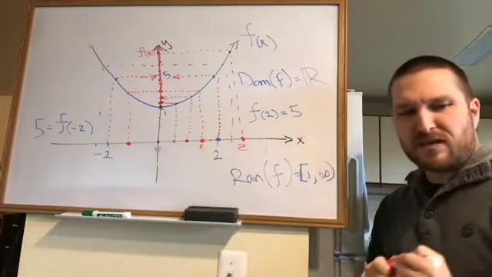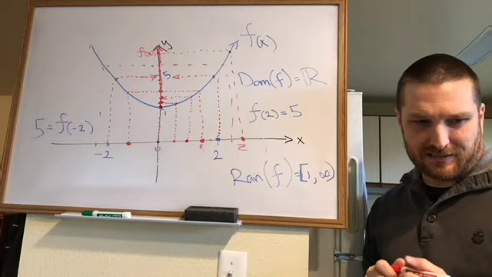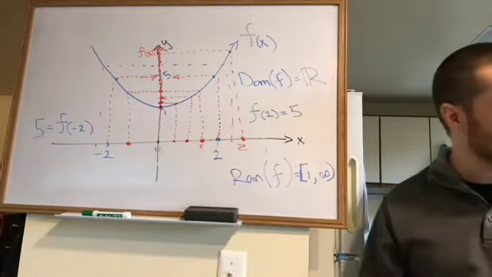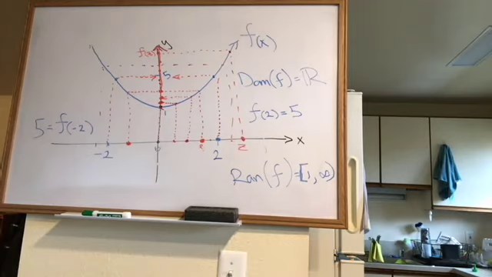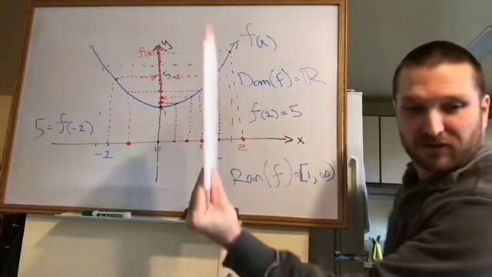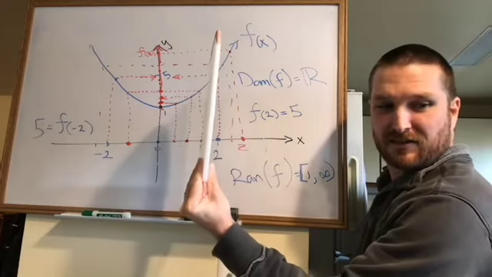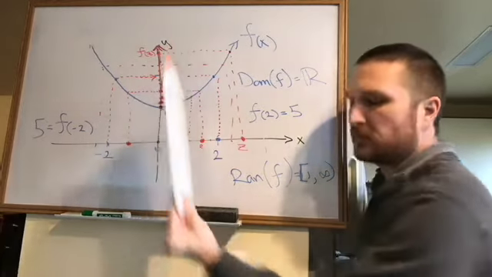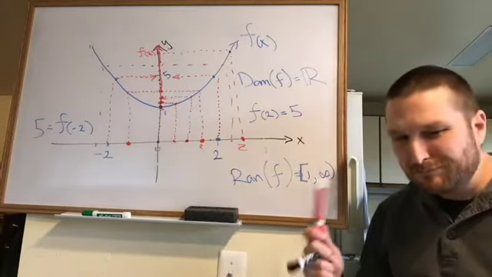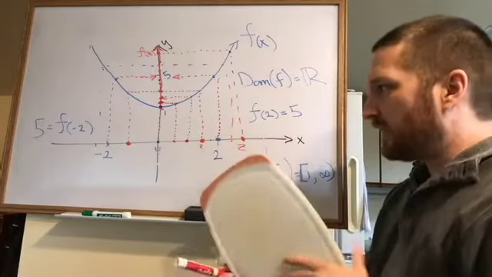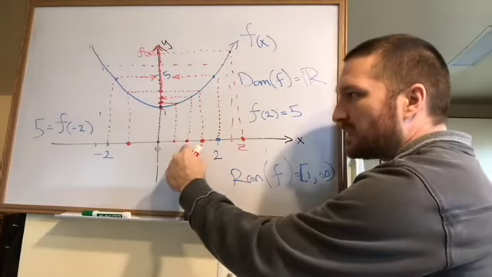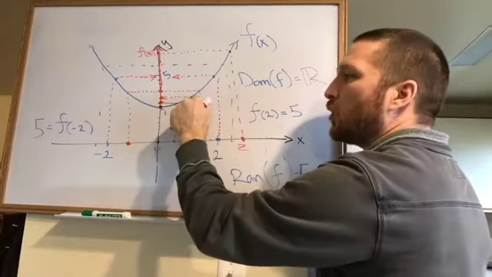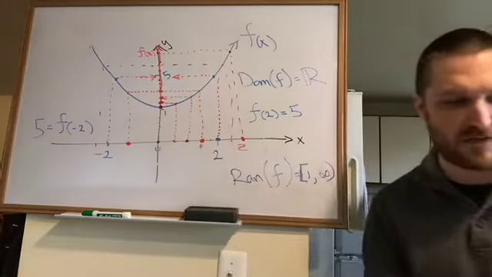Have you heard of the vertical line test? Right? This curve passes the vertical line test. If I drew a vertical line right there, and it touches once, what does that mean? Well, it means that when I plug in this number, it touches one time, meaning that there's only one assignment for that input.